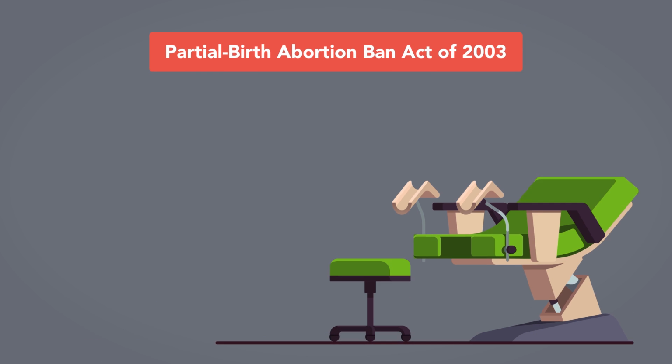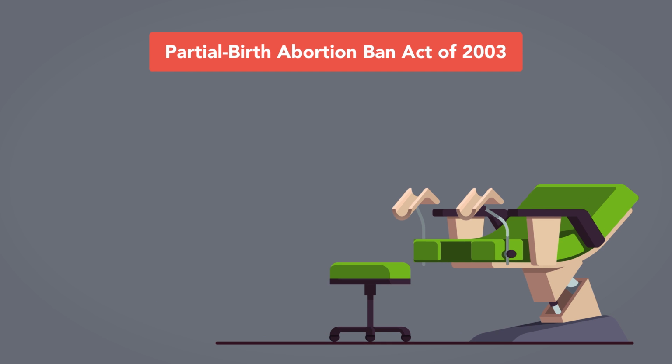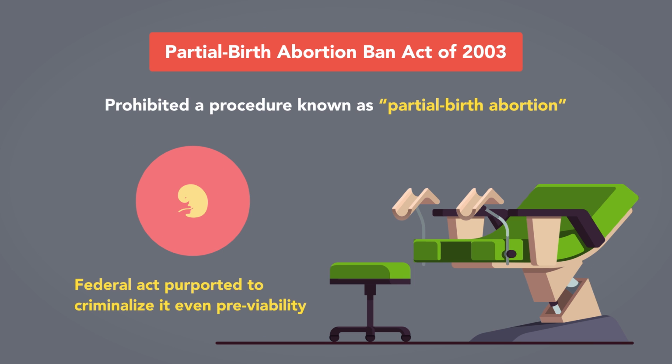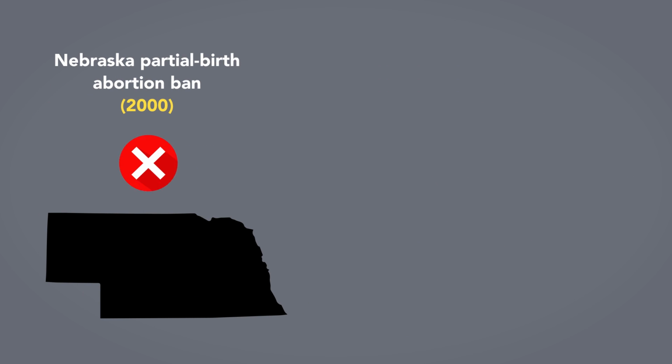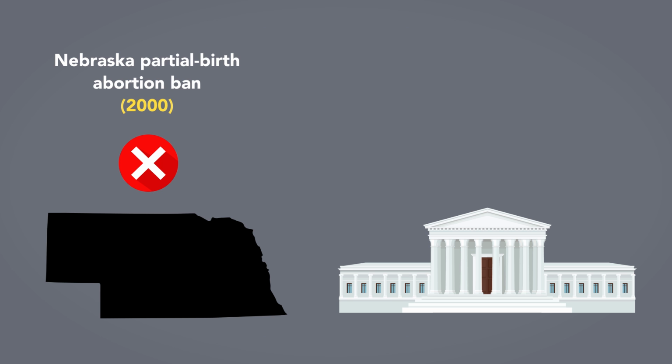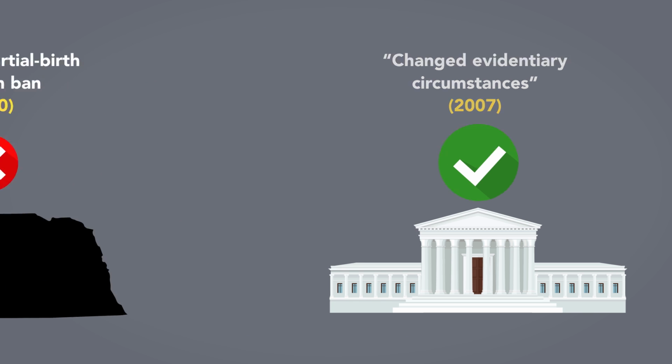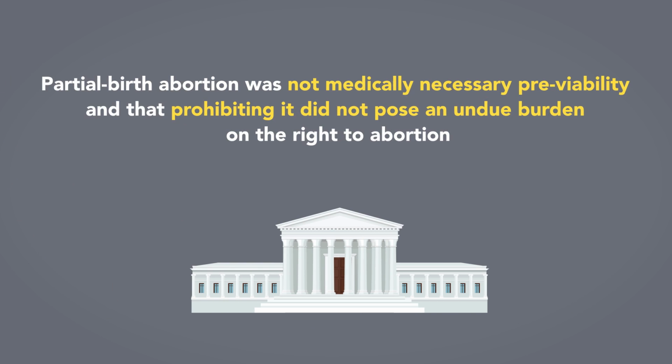In 2003, Congress passed the Partial Birth Abortion Ban Act of 2003, which prohibited the procedure sometimes known as partial birth abortion. Although the procedure is more common late in pregnancy, it can also be done pre-viability. The federal act purported to criminalize it even pre-viability. Although the Supreme Court had struck down a Nebraska partial birth abortion ban in 2000, the court in 2007 upheld the federal ban, citing changed evidentiary circumstances since the 2000 case was decided. The court ruled that the partial birth abortion was not medically necessary pre-viability, and that prohibiting it did not pose an undue burden on the right to abortion.